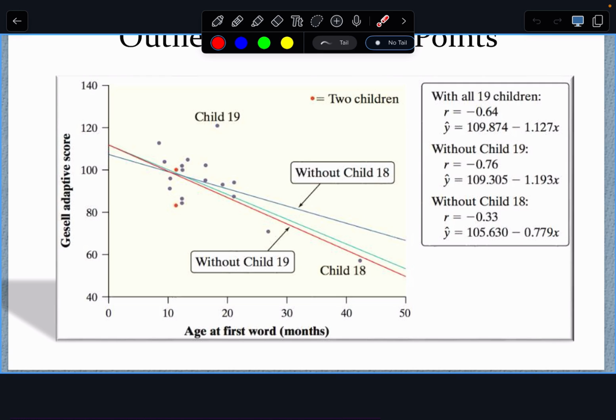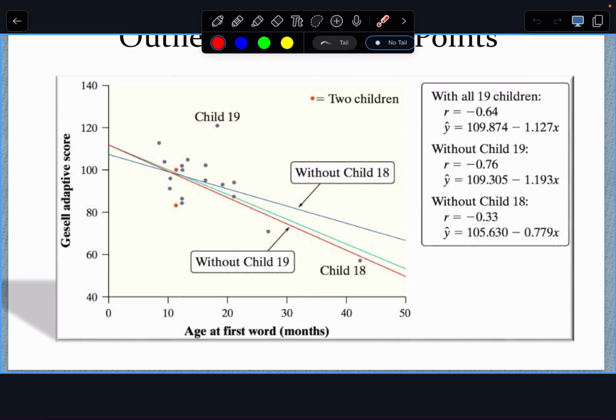And so when we remove that child 19, the problem we have is we still have this high leverage point in there, right? And this is going to affect things much more than that outlier is going to. So that's going to kind of keep things from going too crazy. Now, if we remove both, then we're going to see lots of changes, okay? So that's what we're looking at there.